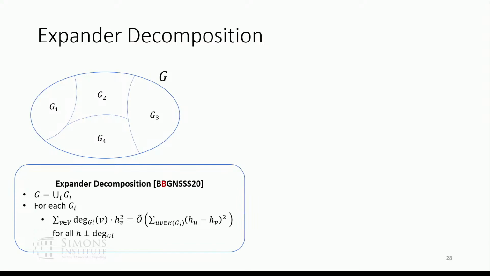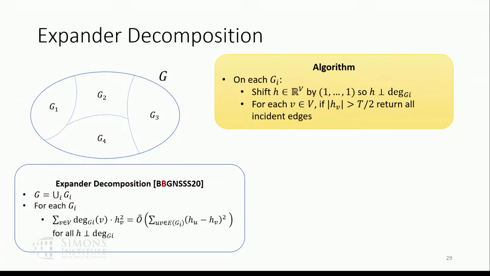What we're going to do is we use the expander decomposition, where given a graph G, you can split it into small expander graphs. And for expanders, we have this Cheeger inequality that basically tells us for any vector that's orthogonal to the degree vector, we have this inequality here. And this now allows us to bound the complexity of that naive algorithm. What we can do is, on each expander that we have, first shift H by the all ones vector so it becomes orthogonal to the degree vector. Note that I can just shift by the all ones vector without problem because I wanted to figure out which edges have large difference.